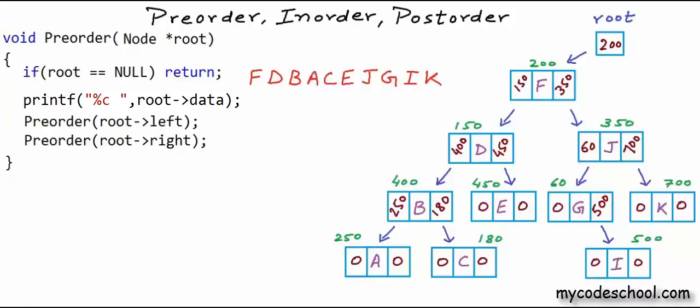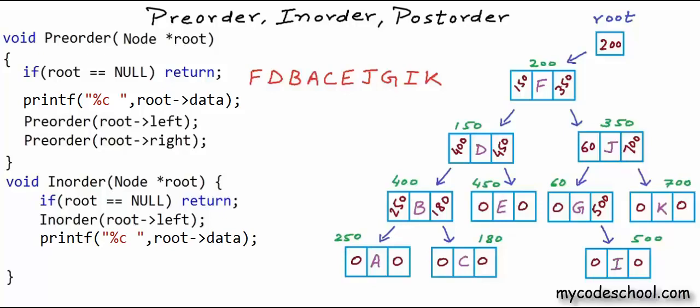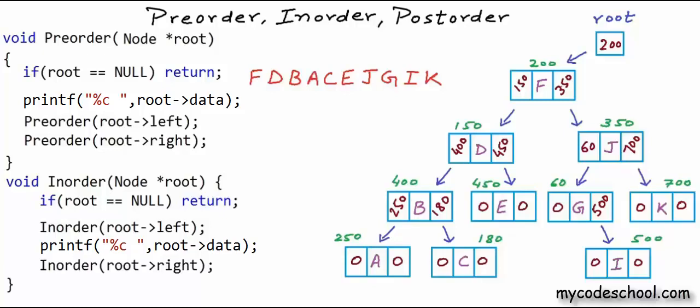Code for Inorder and Postorder will be very similar. In Inorder traversal, my base case will be the same. So I'll say if root is null, then return or exit. If root is not null, I first need to visit the left subtree. I'm visiting the left subtree with this recursive call. Then I need to visit the root. So now I'm writing this printf statement to print the data. And now I can visit the right subtree. So this second recursive call. And this is my Inorder function.